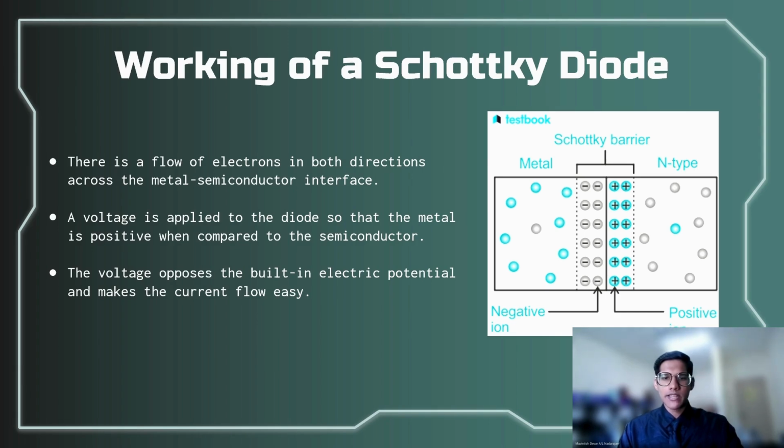The voltage is applied to the diode so that the metal is positive when compared to the semiconductor. The voltage opposes the built-in electric potential and makes the current flow easy.